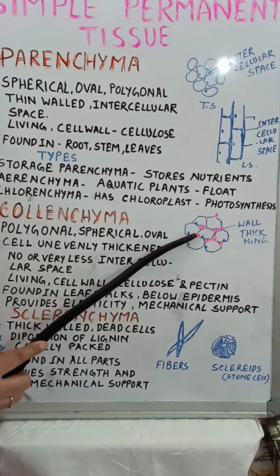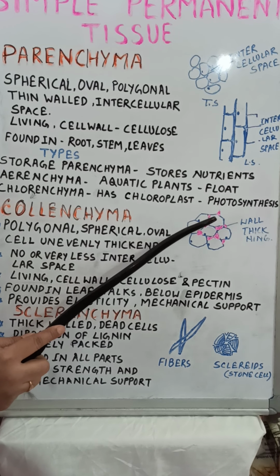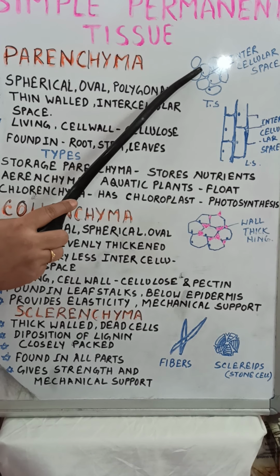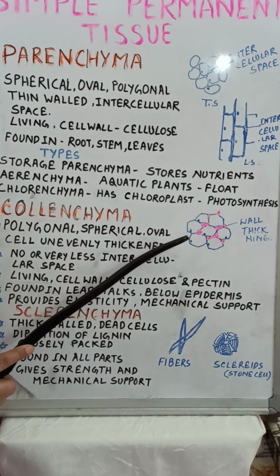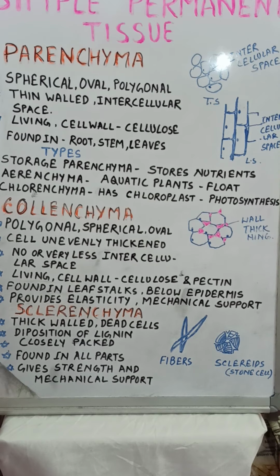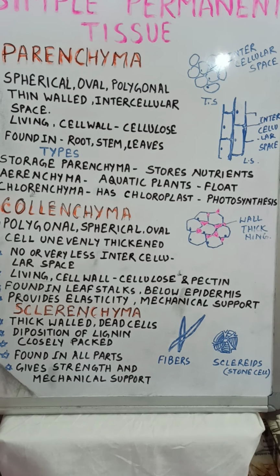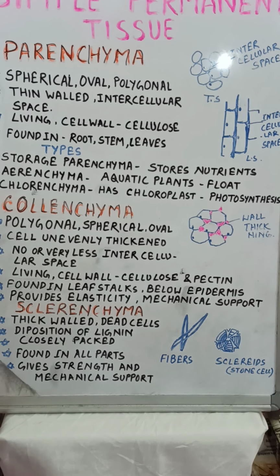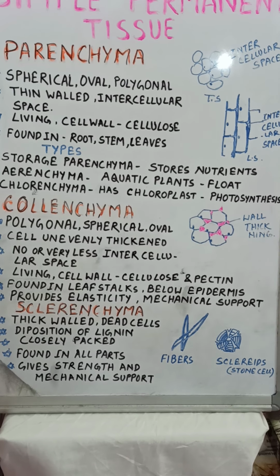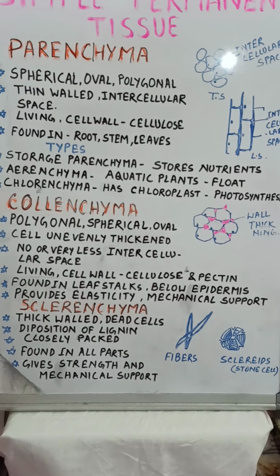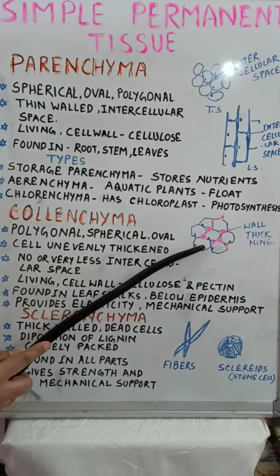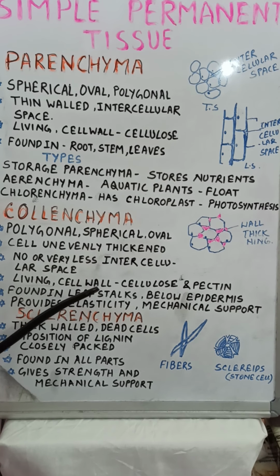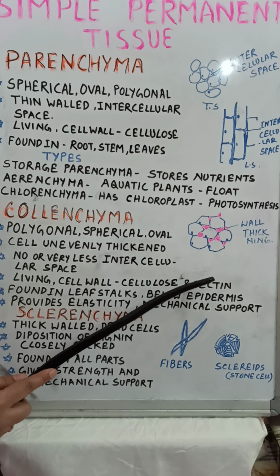You can see that the corners of the cells are very much thickened, and there is no intercellular space. As you can see, in parenchyma there is lots of intercellular space, but in the collenchyma we don't find intercellular space. So, no or very little intercellular space. Now, why don't we find the intercellular space? Because there is a deposition of cellulose and pectin.